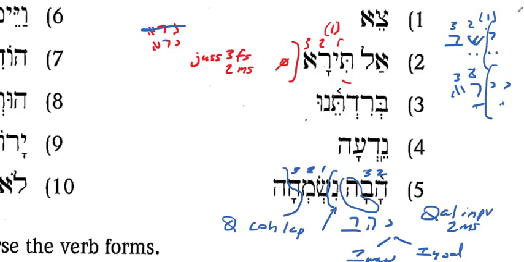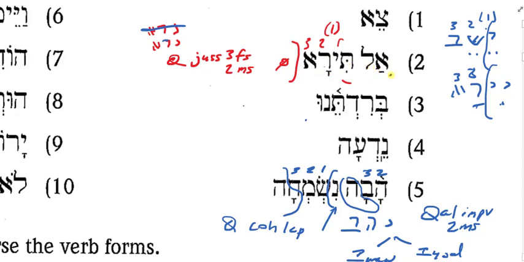Yara or yare? To be afraid. And this is in the Qal, right? So how am I going to translate this? If it's 3FS, it's jussive, so may she not be afraid.